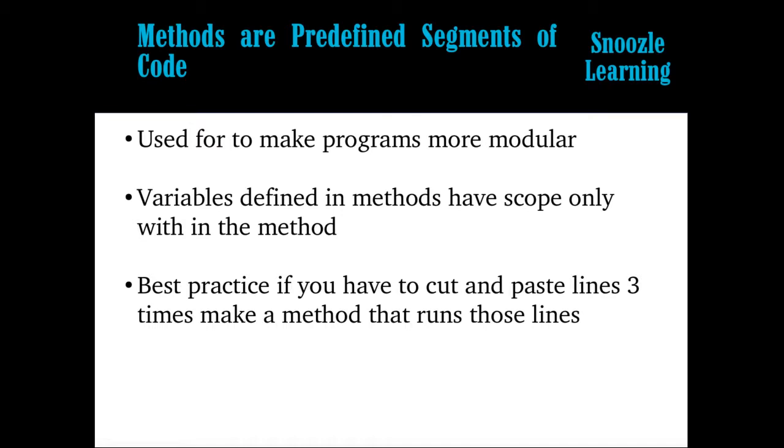So basically methods are predefined segments of code. So you notice when we call, in the previous classes, System.out.println, that's a method. Basically it runs something kind of predefined. And methods are made to make the program more modular, so if you need to do something a few times, and usually you'll have that a lot, instead of cutting and pasting it, you call a method and it'll run it for you.